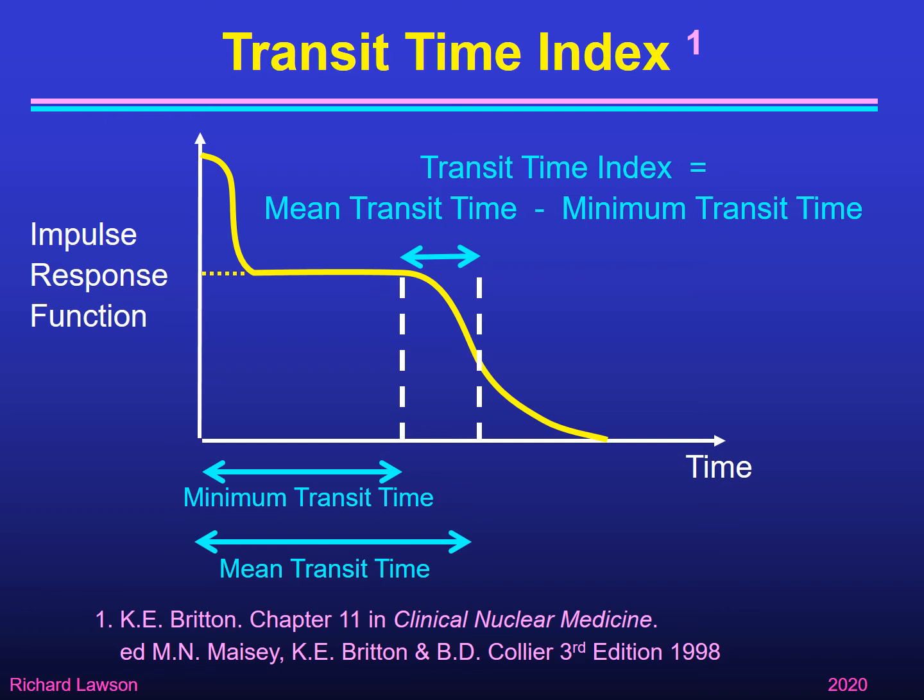Now, the mean transit time is quite straightforward to calculate reproducibly despite some of the wiggles in these curves, but in my experience the minimum transit time is much harder to determine reliably, because it depends on determining the end of this plateau reliably, and that seems to be subject to many more fluctuations due to variations in smoothing. In my experience, it's much harder to determine this transit time index than it is just to determine the mean transit time. So I'm afraid I tend to just use the mean transit time rather than this transit time index. But if you follow Keith Britton's methodology, you should be subtracting the minimum transit time.